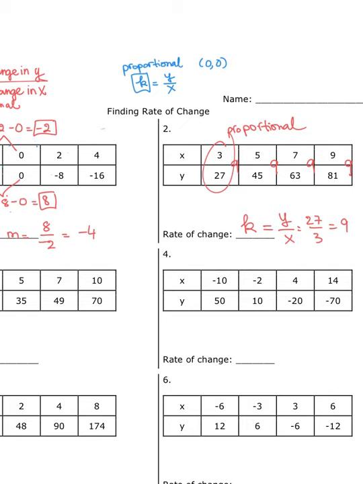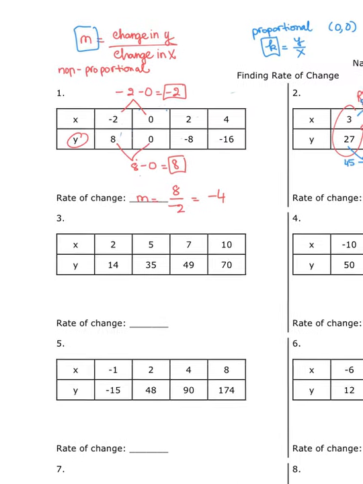But if you do, I'm going to do in blue, change in y over change in x, you still have the same answer. So what if I do 45 minus 27 will be 18. 5 minus 3 is 2. And change in y over change in x is 18 over 2, which is also 9. So rate of change is 9.